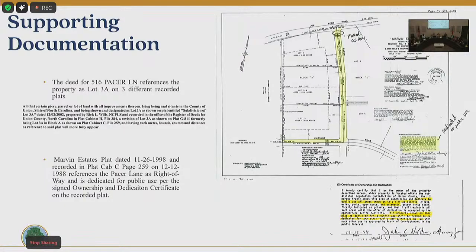This supporting documentation shows that the deed for 516 Pacer Lane references the property as Lot 3A on 3 different recorded plats. The first one being the one dated November 26, 1998, and recorded in Plat Cabinet C, page 259, and was recorded on December 12, 1998, or 1988. It references Pacer Lane as right-of-way and is dedicated for the public use per the signed ownership and dedication certificate that you see on the bottom right there.